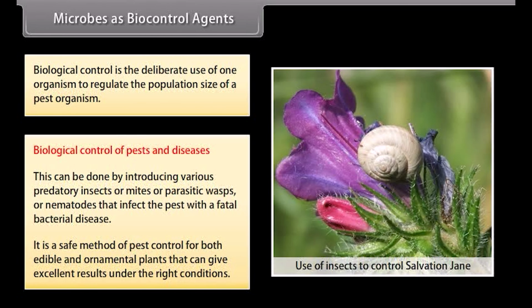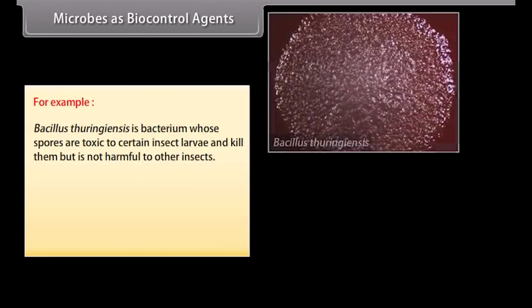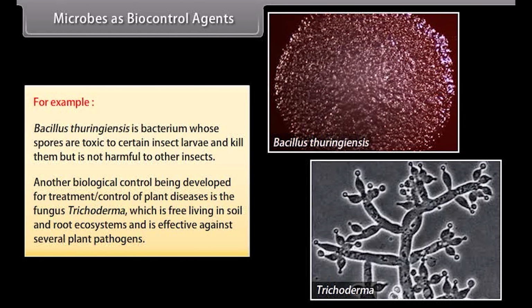It is a safe method of pest control for both edible and ornamental plants that can give excellent results under the right conditions. For example, Bacillus thuringiensis is bacterium whose spores are toxic to certain insect larvae and kill them, but is not harmful to other insects. Another biological control being developed for treatment or control of plant disease is the fungus trichoderma, which is free-living in soil and root ecosystems and is effective against several plant pathogens.